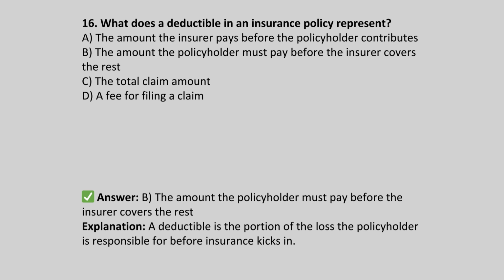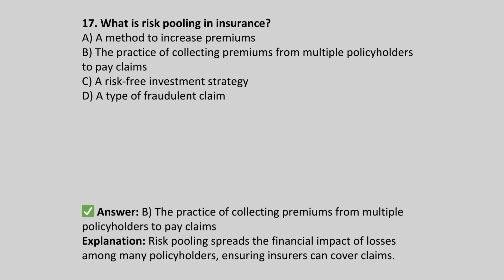What does a deductible in an insurance policy represent? A. The amount the insurer pays before the policyholder contributes. B. The amount the policyholder must pay before the insurer covers the rest. C. The total claim amount. D. A fee for filing a claim. Answer: B. The amount the policyholder must pay before the insurer covers the rest. Explanation: A deductible is the portion of the loss the policyholder is responsible for before insurance kicks in.